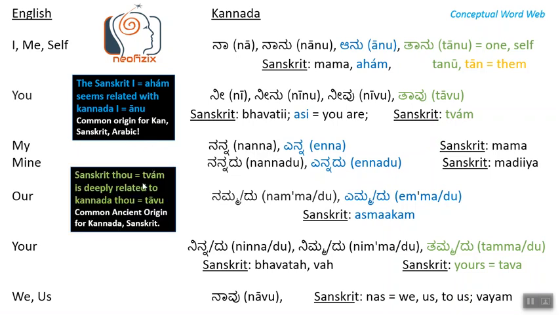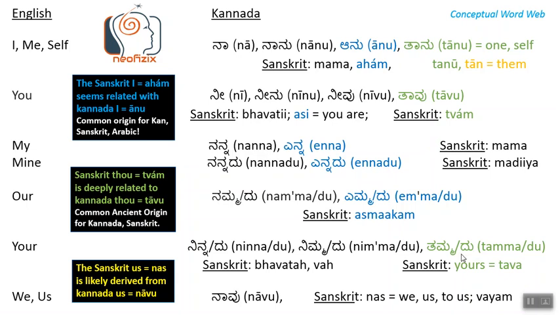And we also find that the Sanskrit word thou equals tvam. The tvam word for thou is deeply related to the Kannada thou, which means thou. So the sounds are very close, similar, and they may have a common ancient origin for this Dravidian and the Indo-Iranian word. We don't find this thou or tvam or tavu in other, say, Semitic words, but in Dravidian and Indo-Aryan we find that, so they may have a common ancient origin.